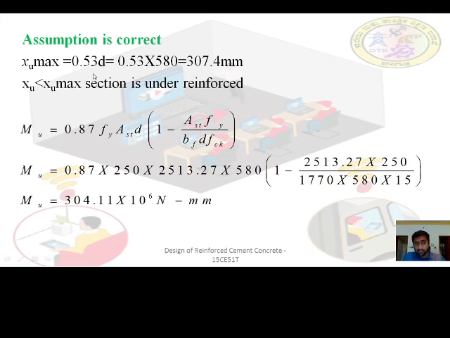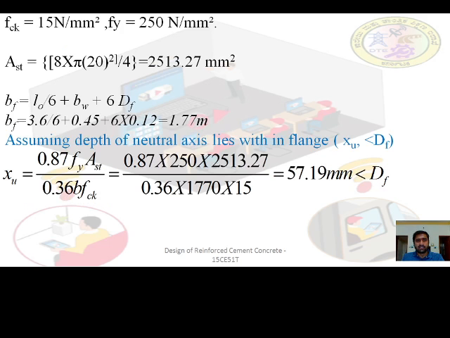You see here xu max is 0.53 times d. Why 0.53? Because the grade of the steel is 250.